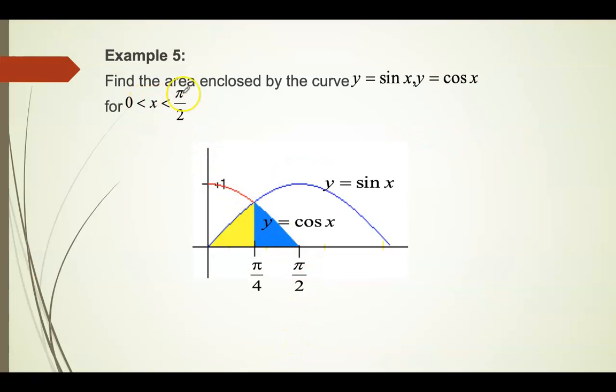Now, what if you have areas enclosed by two curves? One of the curves is sine, which is the blue one, and the other one is cos, and it is bounded by the x-axis here.